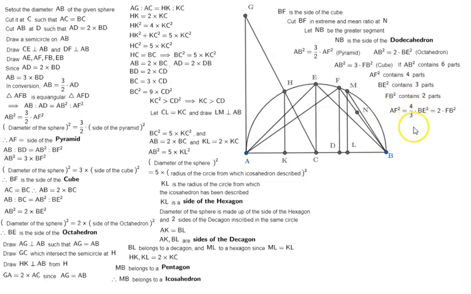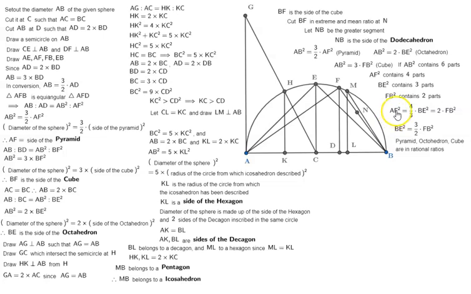AF square is equal to 4 by 3 of BE square. And AF square also is 2 times FB square. AF square is 4 parts, FB square is 2 parts. That means 2 times FB square is equal to AF square. BE square is equal to 1.5 times the FB square. So that means the pyramid, octahedron, and cube are in rational ratios.